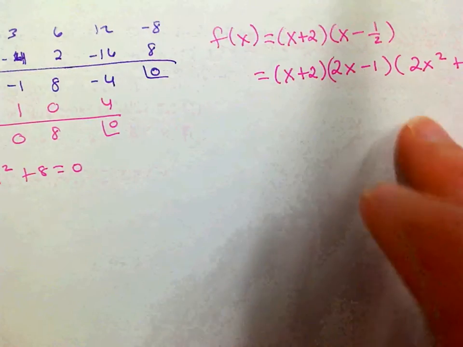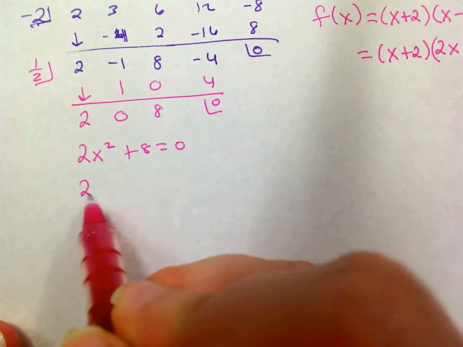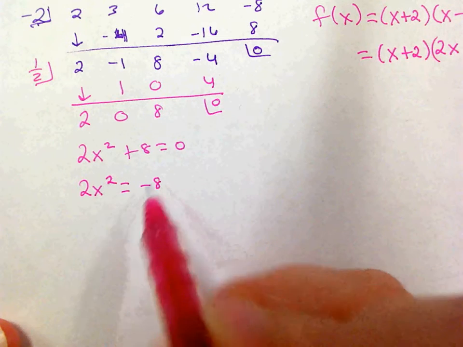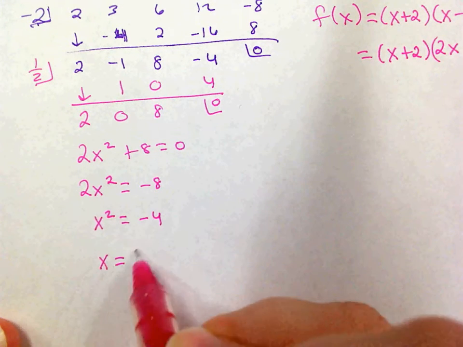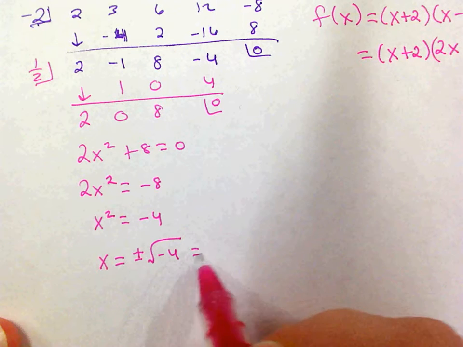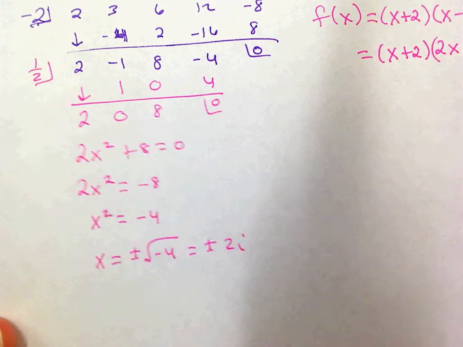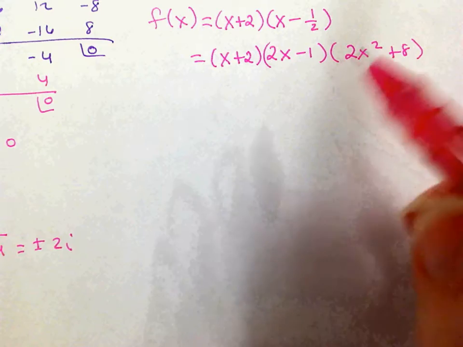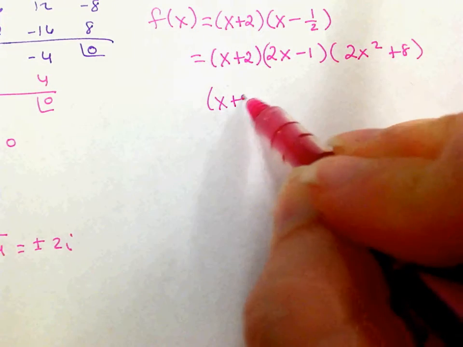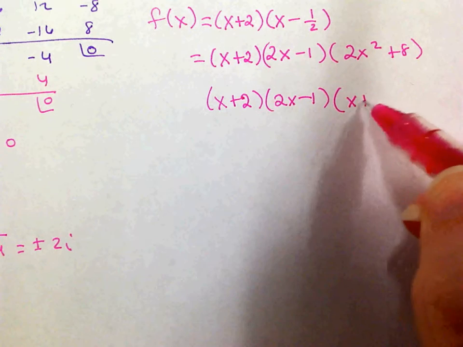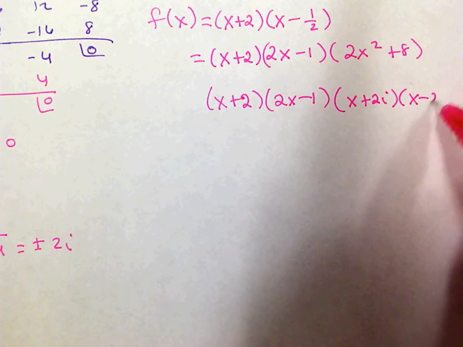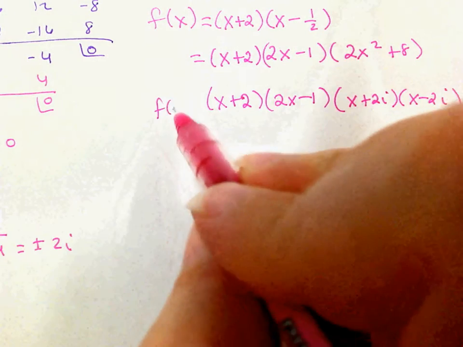Okay, so let's solve. 2x squared equals negative 8. Divide by 2, and then take the square root. Okay, so that means my final answer is going to be x plus 2 times 2x minus 1 times x plus 2i times x minus 2i, and that is my function in factor form.